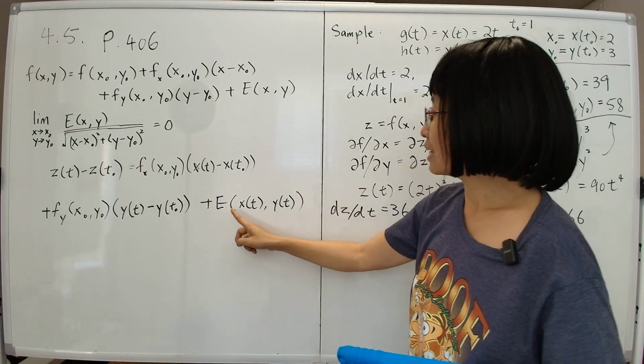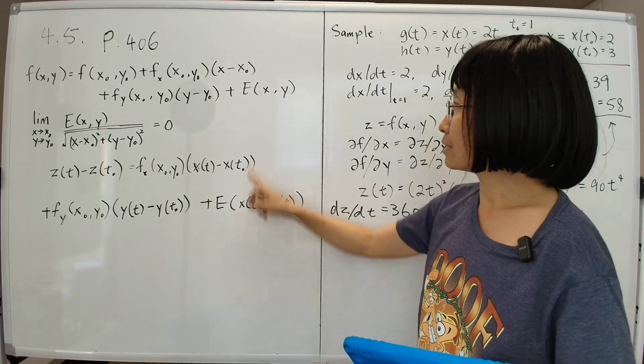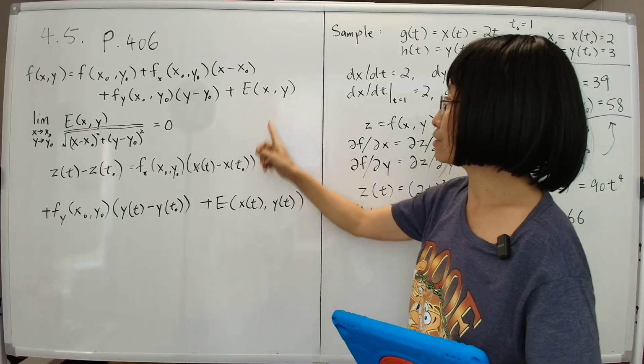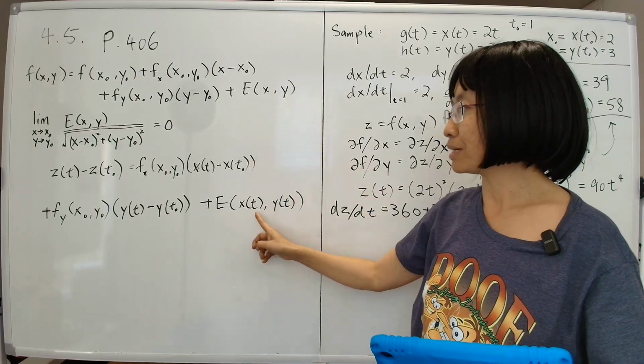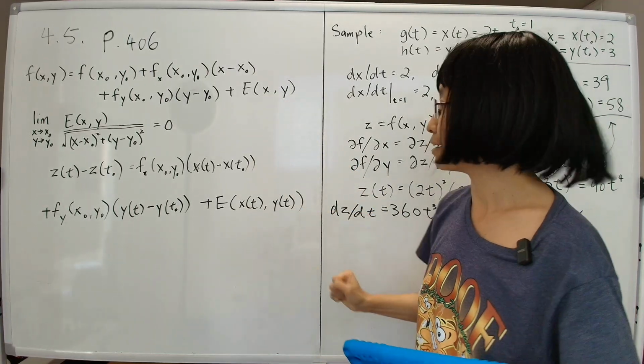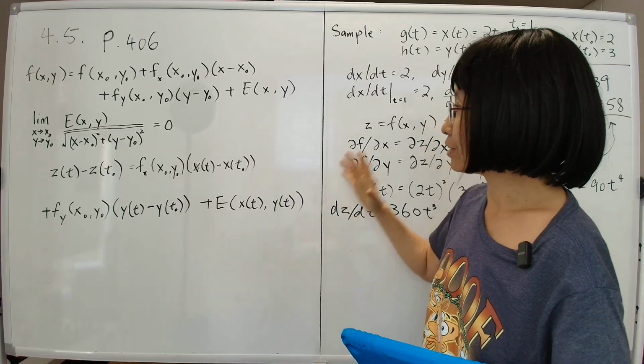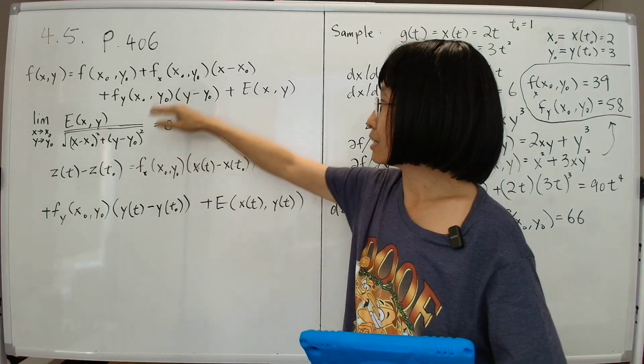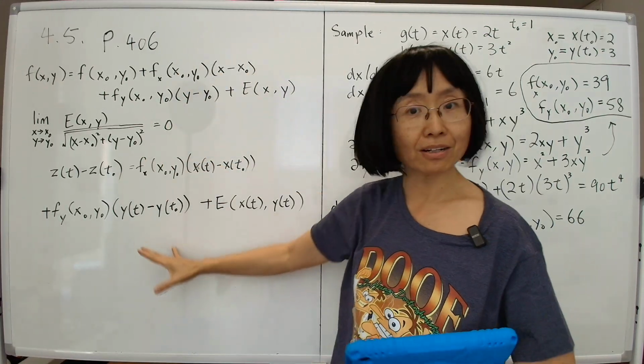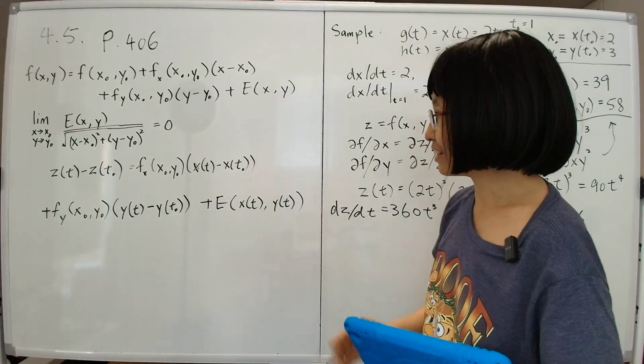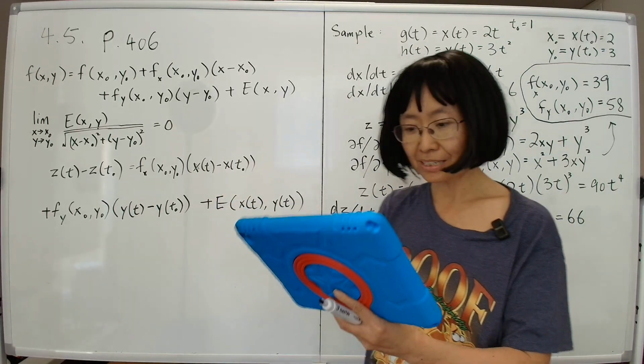And then plus e, where e used to be in terms of x and y, and now e will be in terms of x of t and y of t. So with that, we have shoved everything, instead of x and y, now we shoved the t's in there. So now everything is in terms of t.